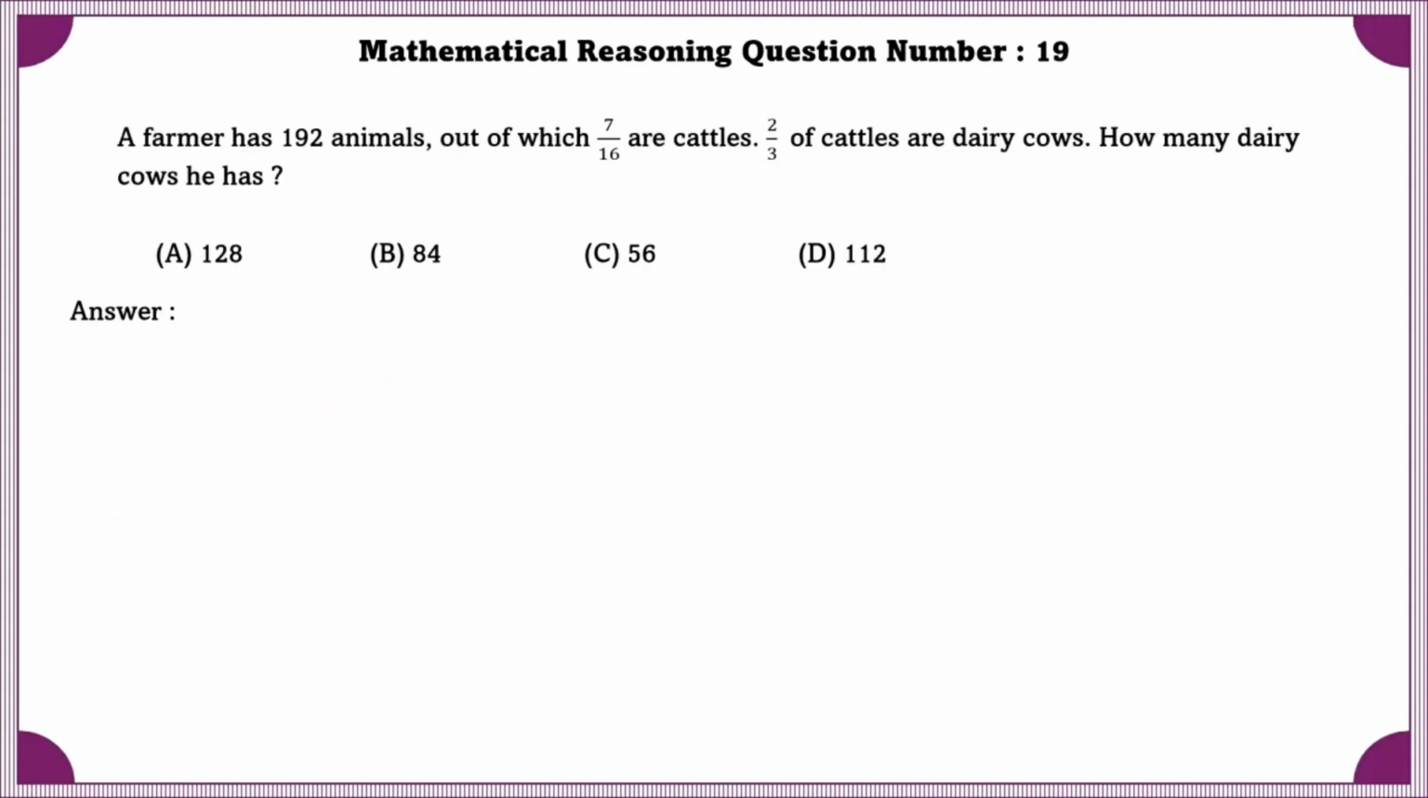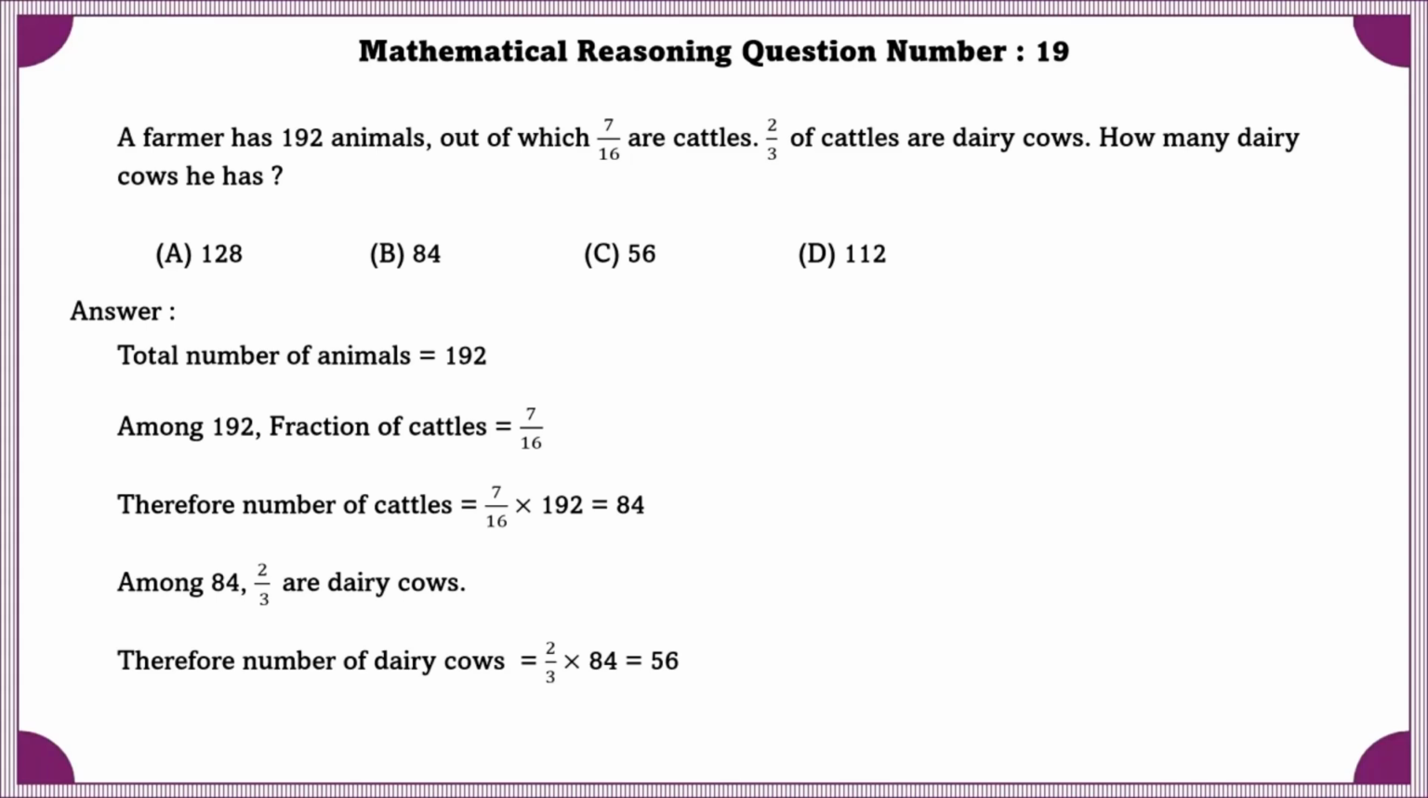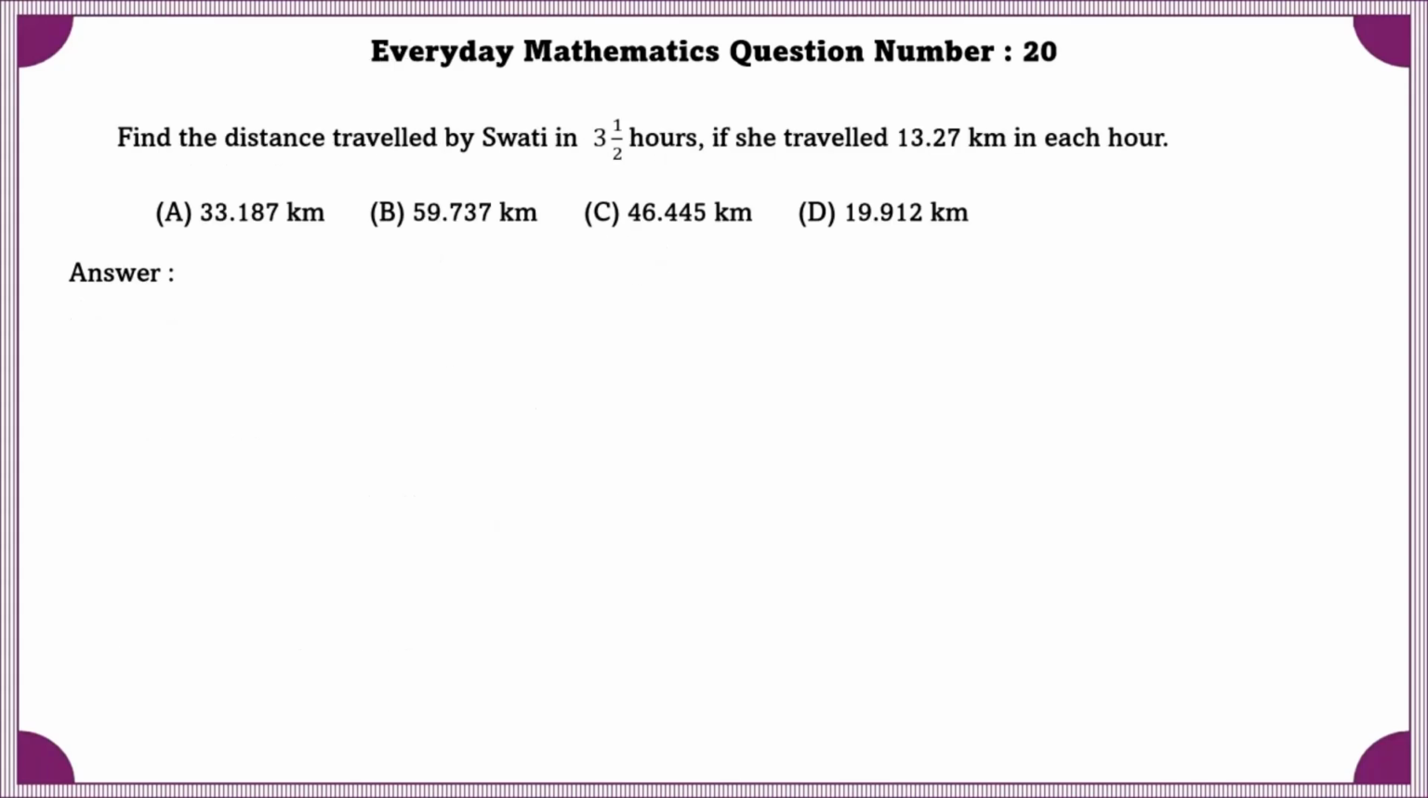Mathematics reasoning question number 19. A farmer has 192 animals, out of which 7 by 16 are cattle, 2 by 3 of cattle are dairy cows. How many dairy cows does he have? Total number of animals is 192. Among 192, the fraction of cattle is 7 by 16. So the number of cattle is equal to 84. And among 84, 2 by 3 are dairy cows. So 56 are dairy cows.